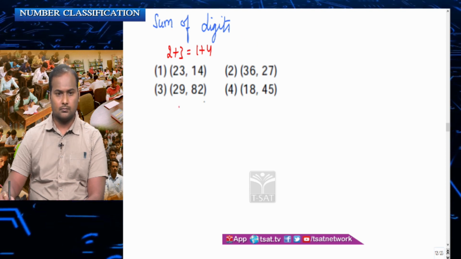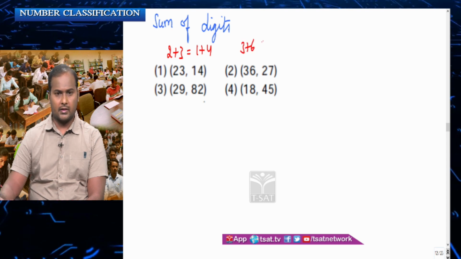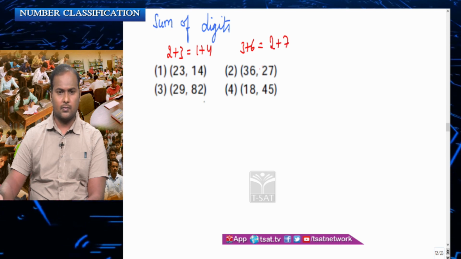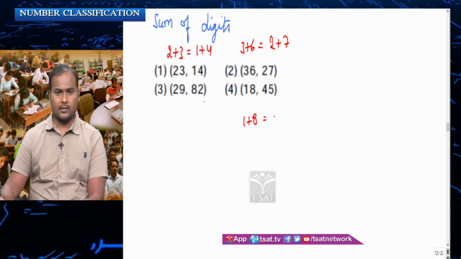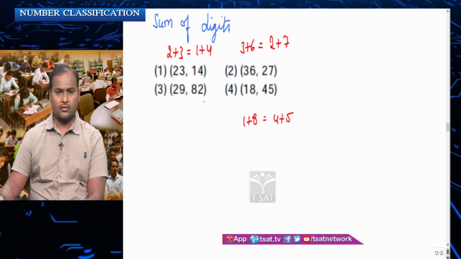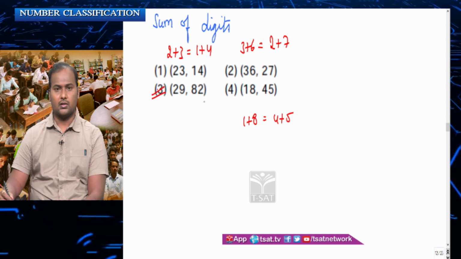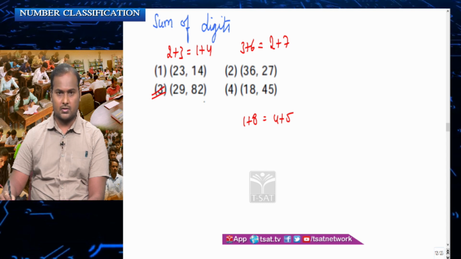In the same way, 3 plus 6, 9 is equal to 2 plus 7 is also 9. In the same way, 1 plus 8 is also 9 and 4 plus 5 is also 9, but which is not possible with option 3. So, here in this case, the common character is sum of digits.